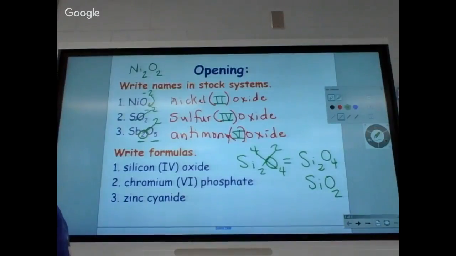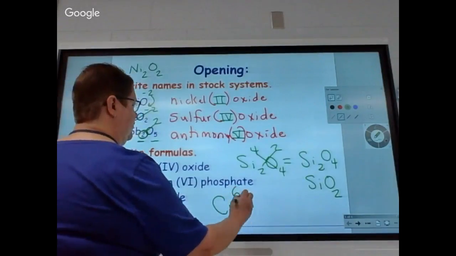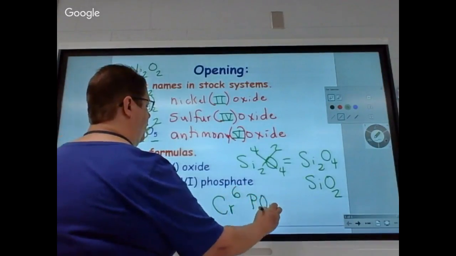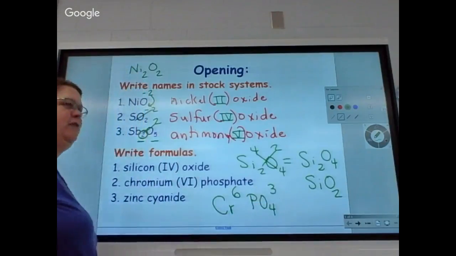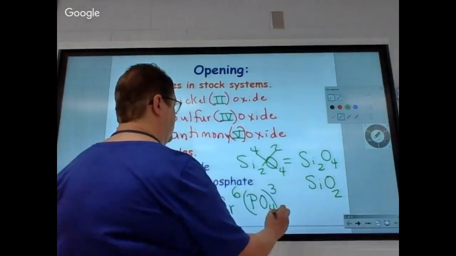All right. Chromium has what oxidation number? Okay, chromium has a 6. Phosphate is PO4, and it has a 3. Now, phosphate's a what? Polyatomic ion, so I'm going to put parentheses there.